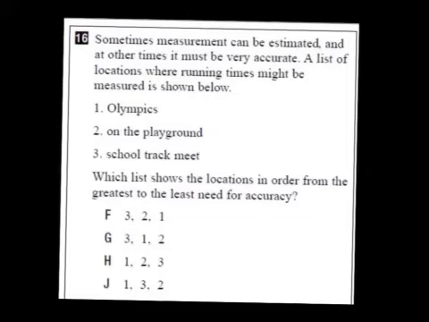Sometimes measurement can be estimated and other times it must be very accurate. List locations where running times might be measured shown below: in the Olympics, on the playground, school track meet. Which list shows the locations in order from the greatest to the least need for accuracy? 3, 2, 1, 3, 1, 2, 1, 2, 3, 1, 3, 2. Let's find out.